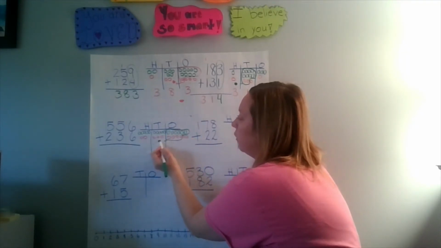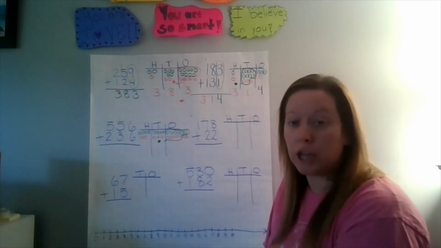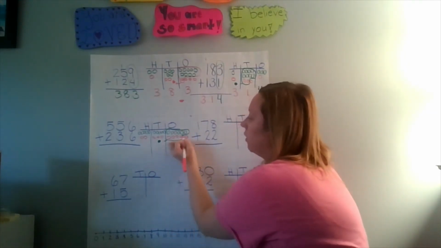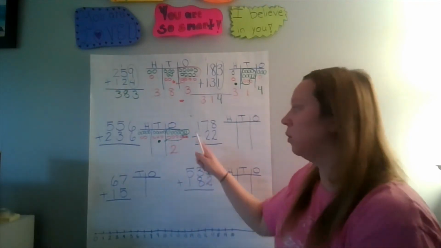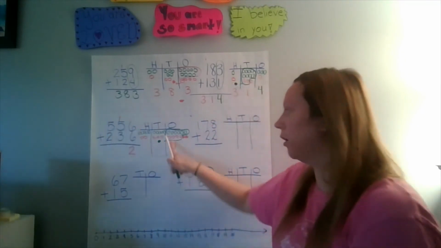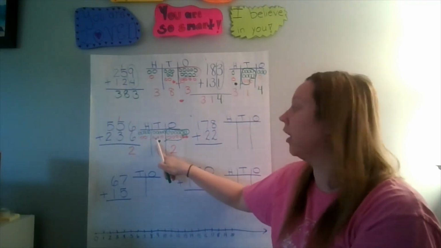So I got to move it over. Okay? So how many ones do I have left? 2 ones right here. 1, 2. 2 ones left over, just like 6 plus 6 is 12. Put down your 2. Carry your 1. That's what we did. We carried our 1 over here.